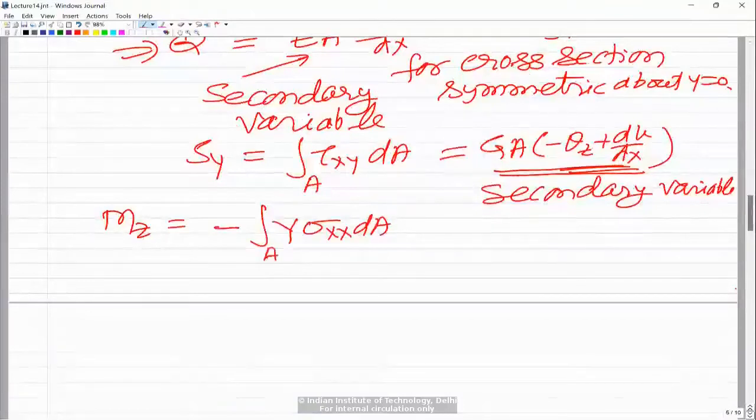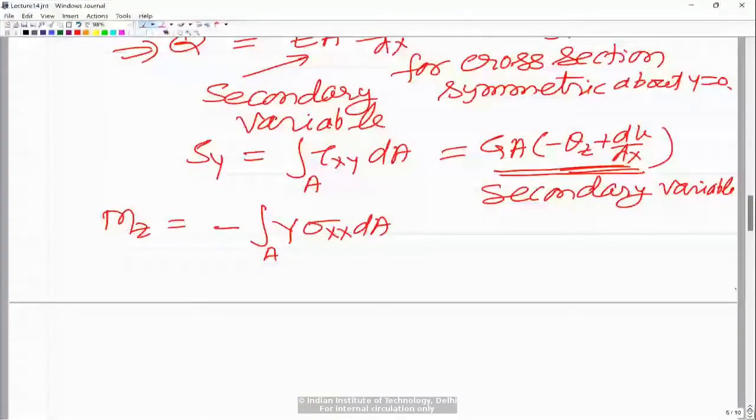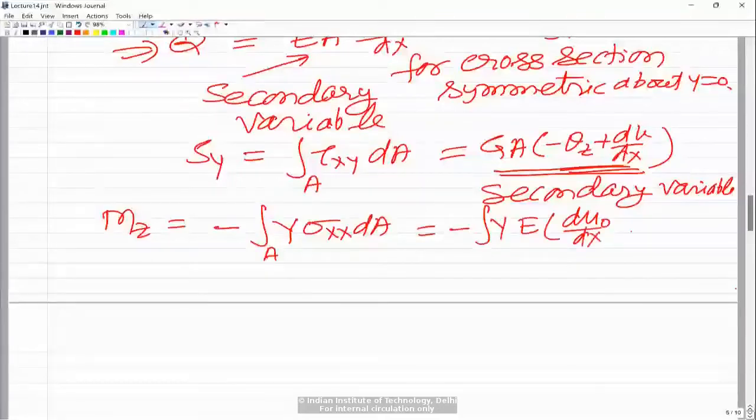So this relationship also indicates that due to positive bending moment, there is going to be negative stress on the top side, and due to negative bending moment there would be positive stress on the top surface of the beam. So in this definition we already know sigma xx is E into (du naught by dx minus y into d theta z by dx). So if we put the value we will get the integral of y into E, and then we have du naught by dx minus y into d theta z by dx, dA.